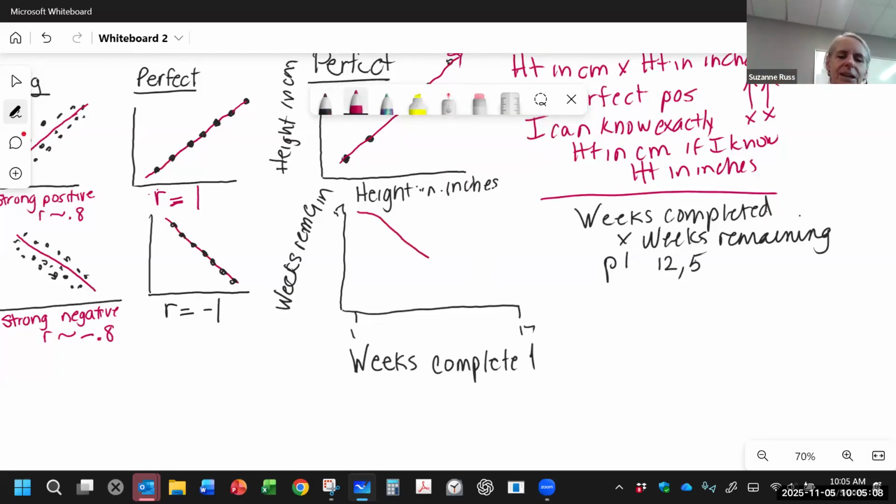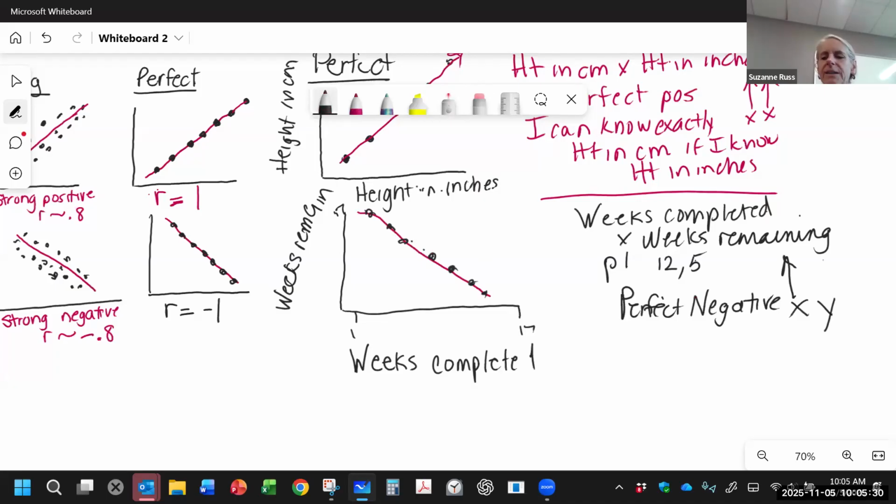So here would be the line. And we know every point would be right on the line. If we know one, we could know the other. This is a perfect negative relationship. Just meaning that as X increases, as weeks completed increase, Y decreases, the weeks remaining decreases.